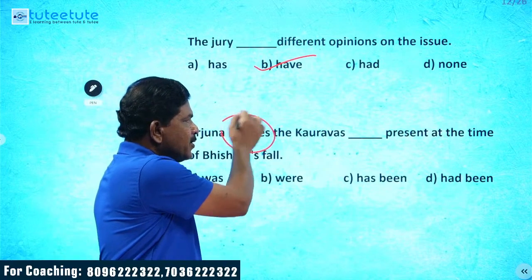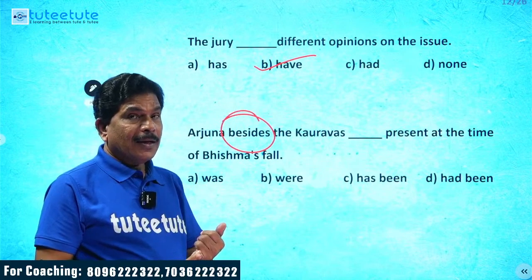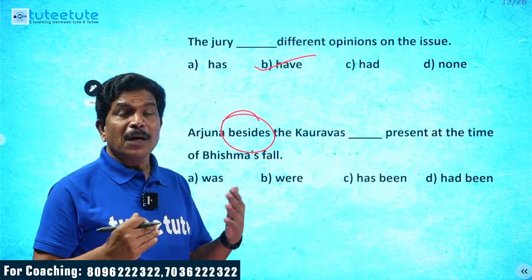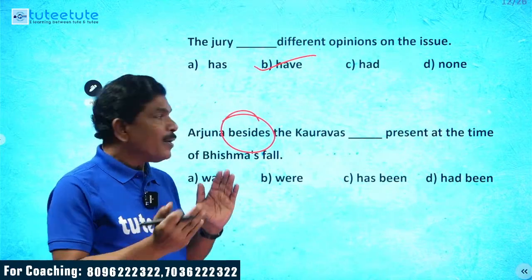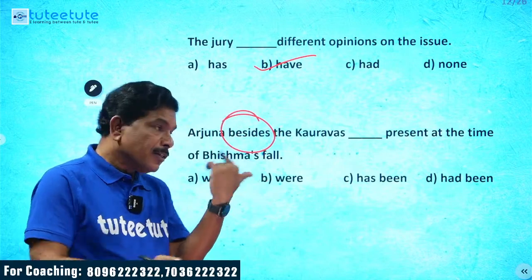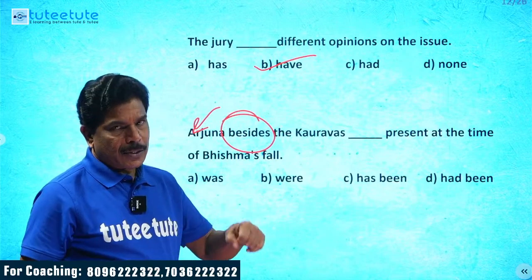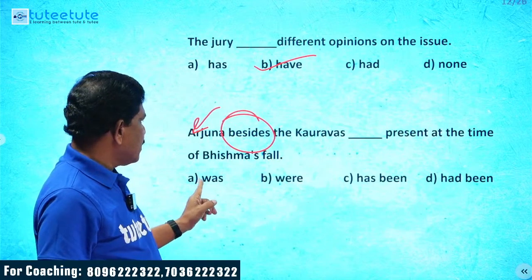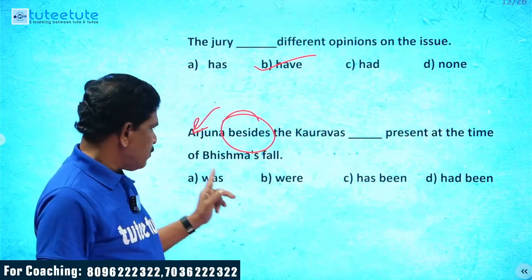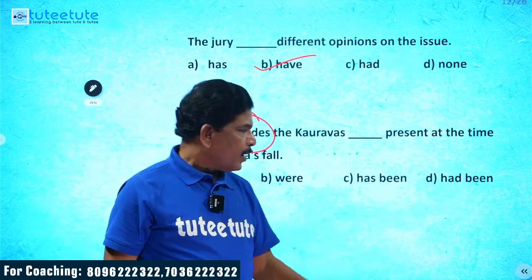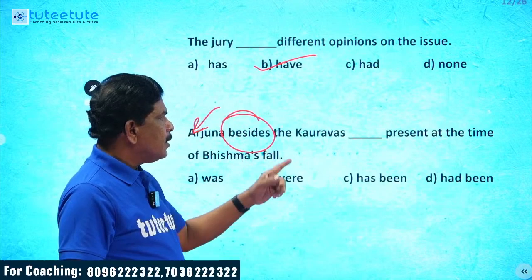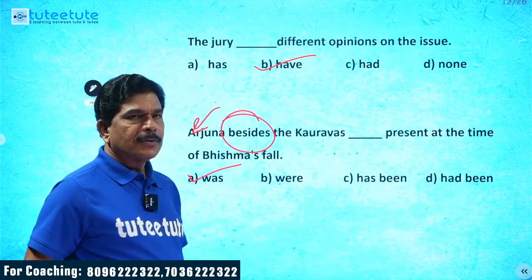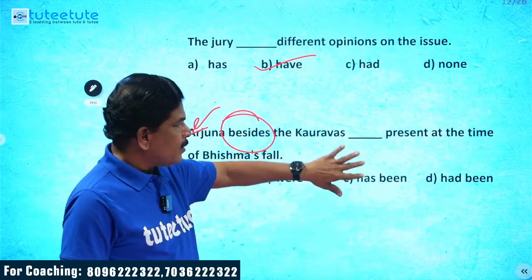Here, Arjuna besides the Kauravas. Besides is a conjunction, as well as except, in addition to, but. These are conjunctions, and while using these conjunctions, always consider the first used object. First used is Arjuna. Arjuna is singular. Therefore, Arjuna besides the Kauravas was present at the time of Bhishma's fall, means was, where, had been. Here this is past because Bhishma fell long before. So, was.